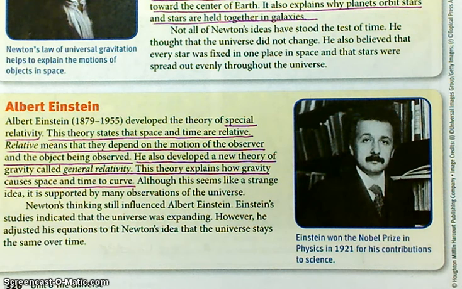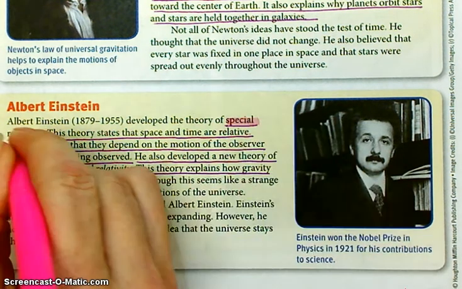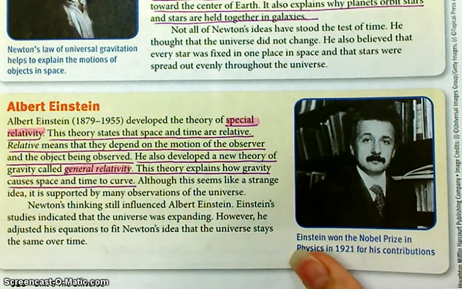He also developed a new theory of gravity called general relativity, and this theory explains how gravity actually causes space and time to curve. And I know that's like a really wild concept, but there is actually a lot of observational evidence that that is correct. Okay? So, Einstein, special relativity, and general relativity. Page 327.